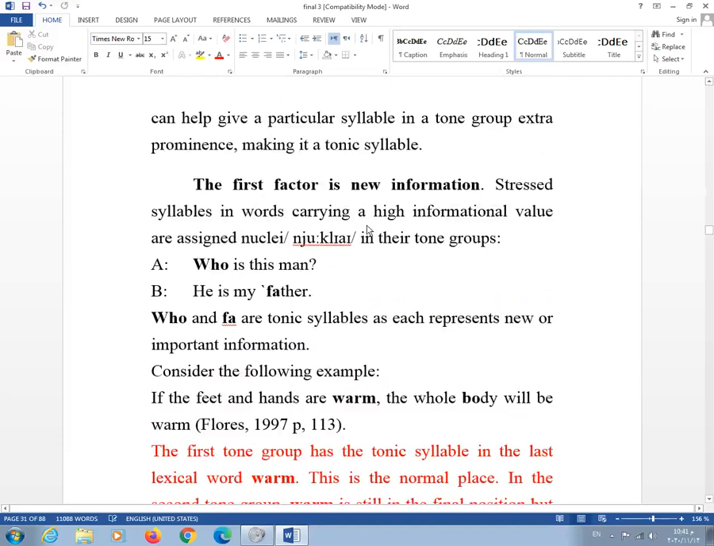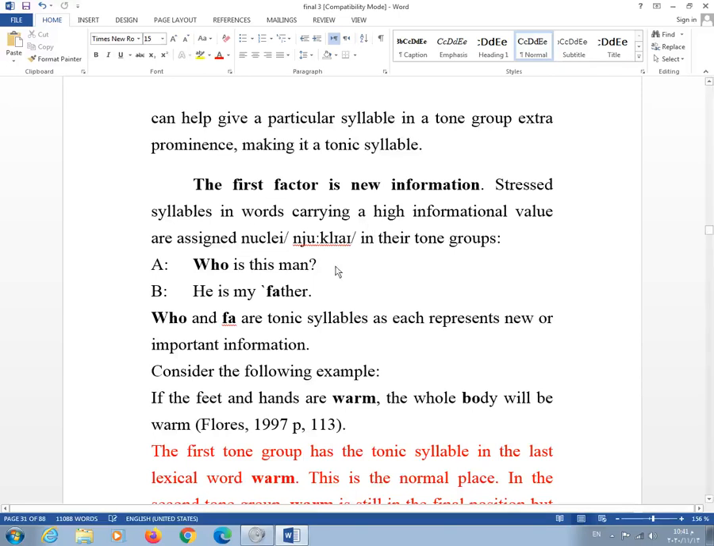There are a number of factors which help me identify the tonic syllable. Number one, new information. The word that gives the new information, that carries the highest informational value in a chunk, is a word that I assign as a focus word, and I check its syllable, the tonic syllable.